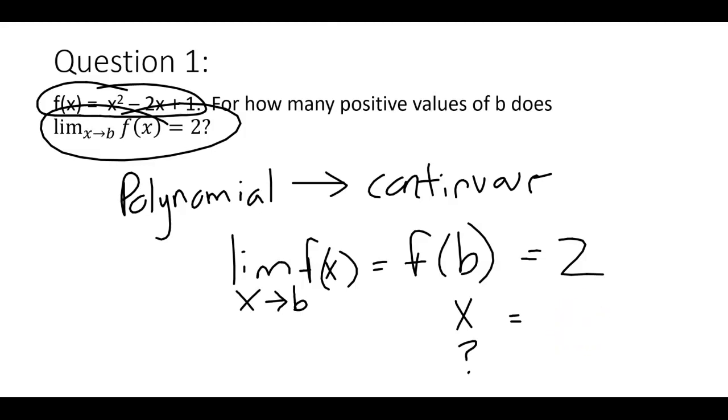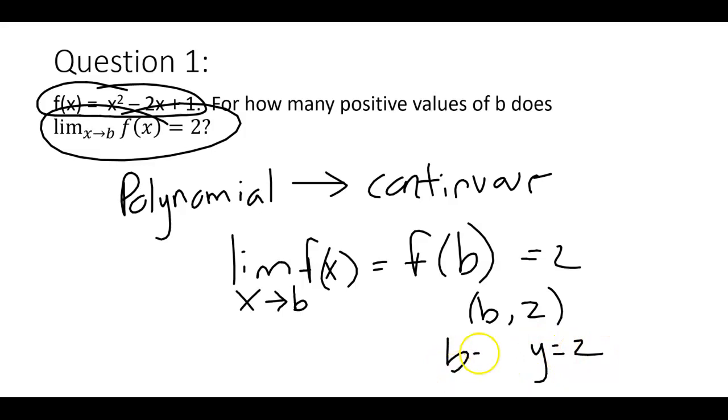So in other words, what x value would give me a y value of 2? I guess I should back that up a little bit. I'm writing that. All right, so b is the x value and 2 is the y value. So when y equals 2, what does b equal?